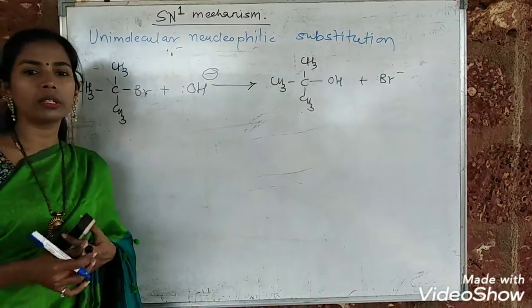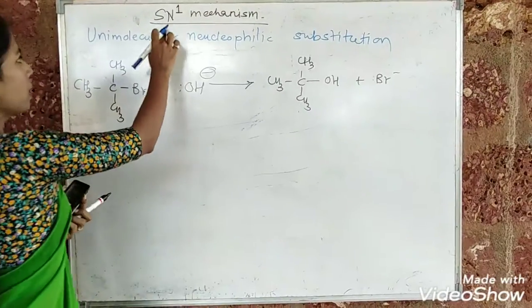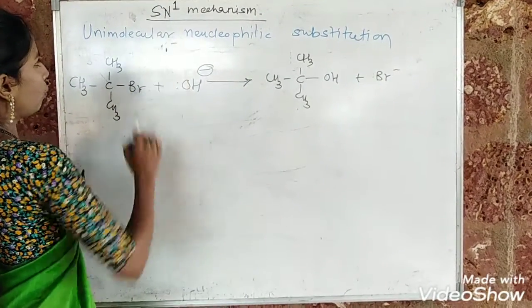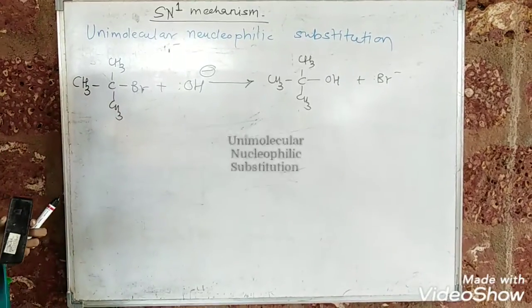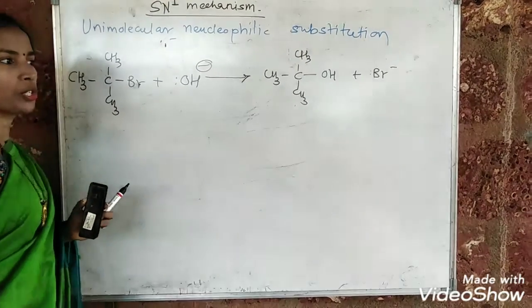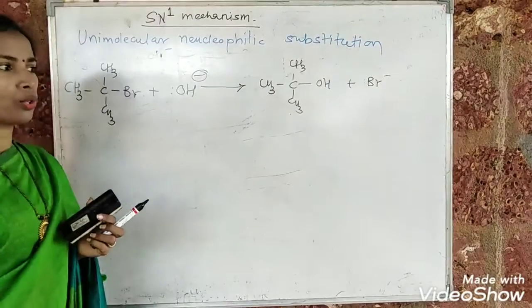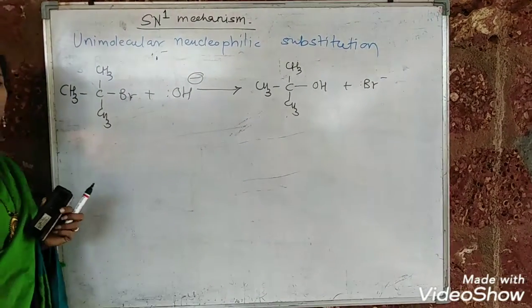Now we will discuss the second type of mechanism, which is the SN1 mechanism. Here S stands for substitution, N for nucleophilic, and 1 is unimolecular. This reaction is called a unimolecular reaction because in the rate determining step, which is called the slow step, only one reactant molecule, or only the substrate, is present.